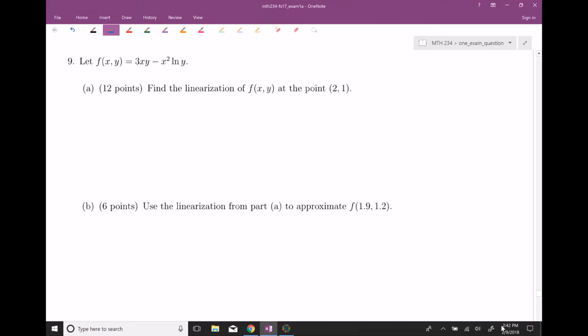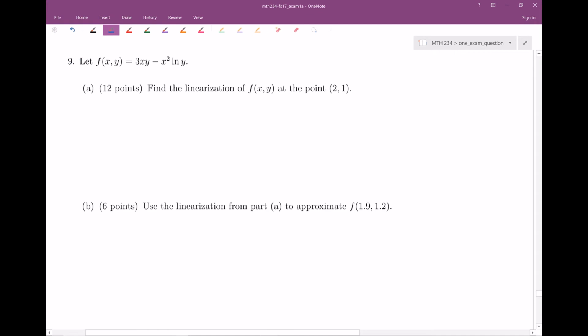Welcome everyone. In this video we're going to do a 14.4 problem that's going to be linearization, tangent planes, all that good stuff. We're here in fall 2015. This is problem number 9. We have a nice two-variable function, and we want to find the linearization or the tangent plane for our function at the point 2, 1.